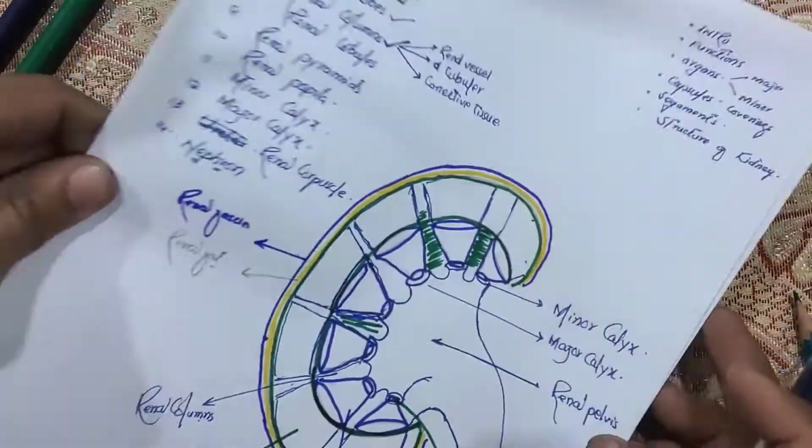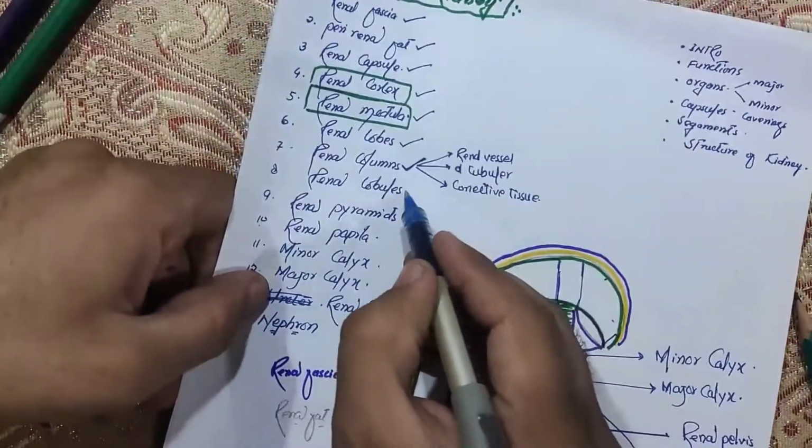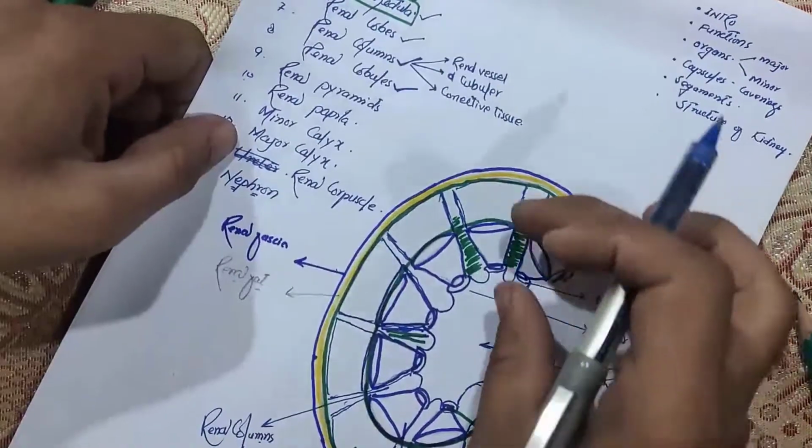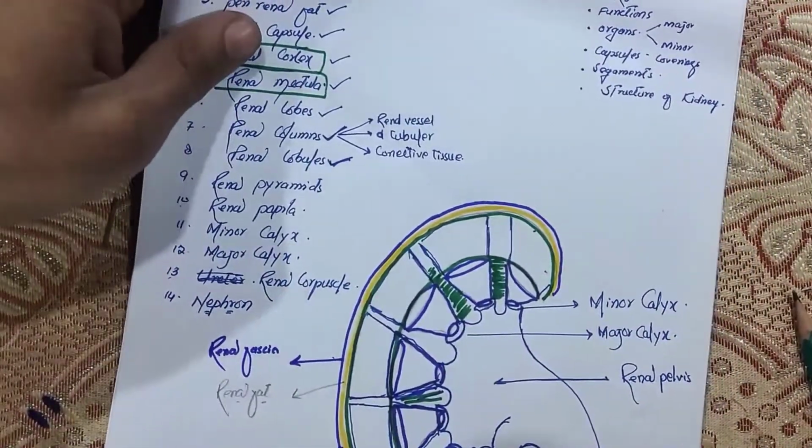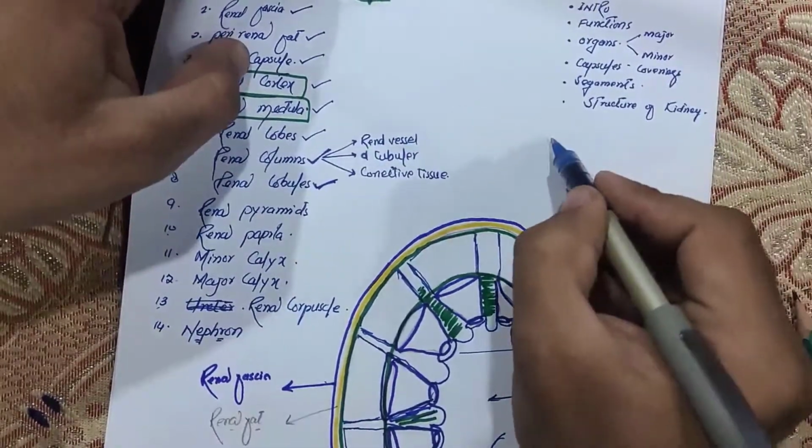Then there are renal lobules. What are renal lobules? Look carefully. Renal lobes are these. Renal lobules, which part of the kidney do we call a renal lobule? Look carefully, friends.